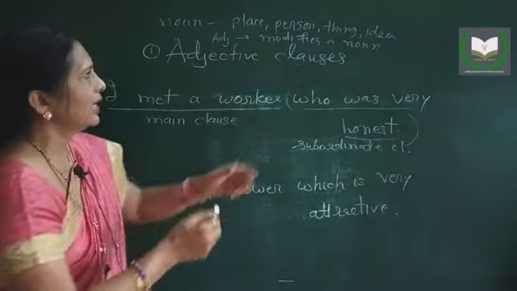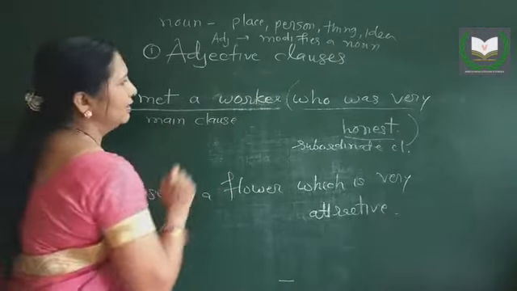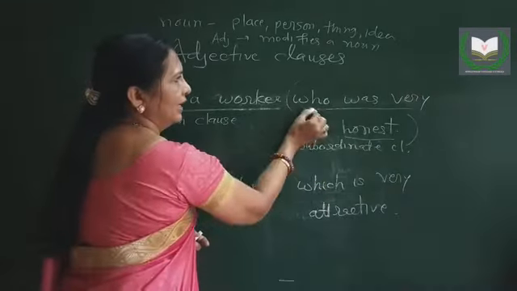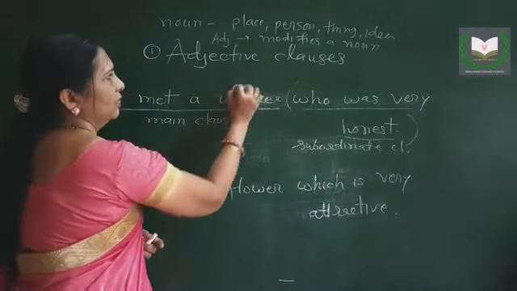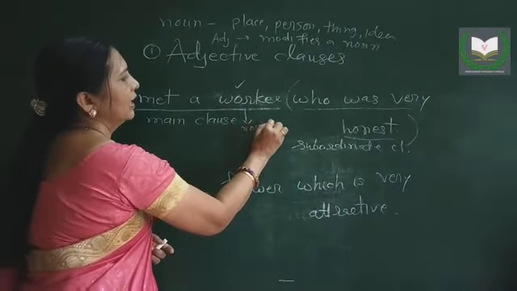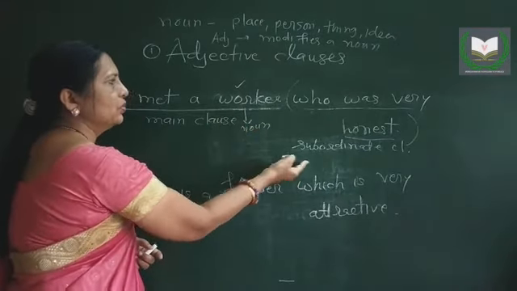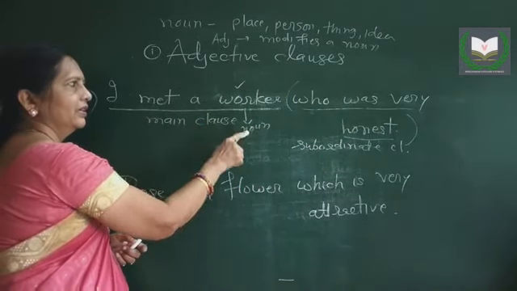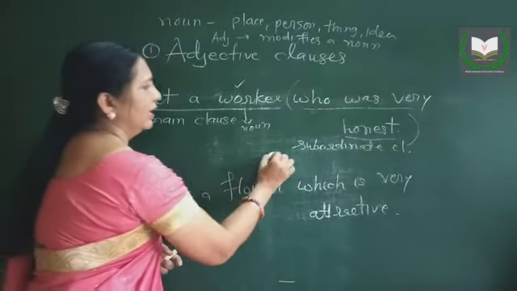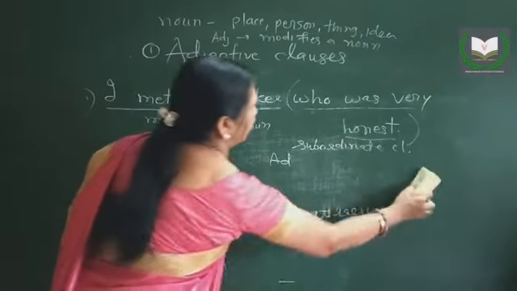Adjective clause, as we say clause, it is a group of words. So here, see, I met a worker who was very honest. These words give information about whom? About the worker. And what is worker? Worker is a noun. So a clause which tells you more about the word worker, which is a noun, is called an adjective clause.